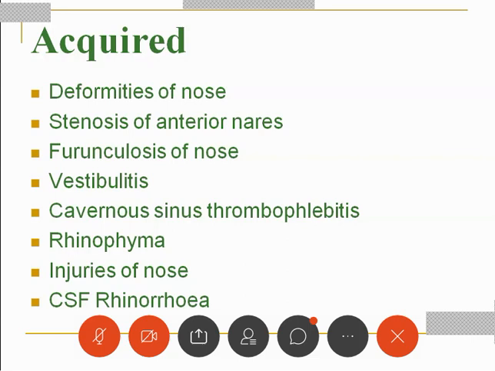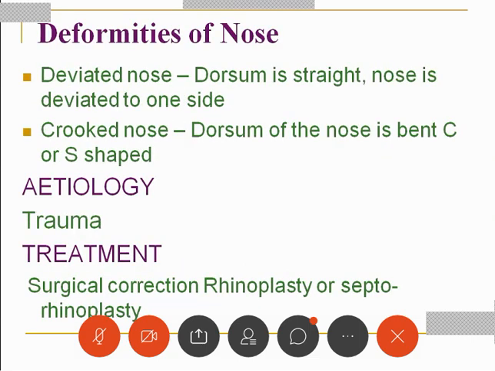Now let's go into the details of the deformities of the nose. Deviation of the nose: dorsum is straight, the whole nose itself is deviated to one side. Crooked nose: dorsum of the nose is bent in a C-shaped or S-shaped manner, which may be due to previous injury or something like that.